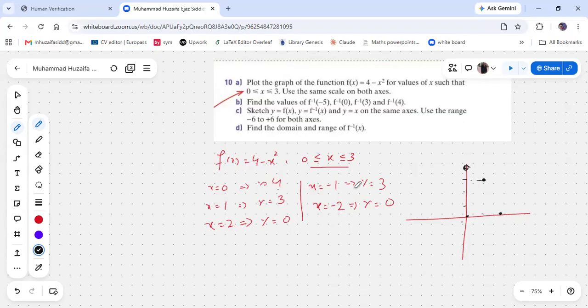Same for the negative side. Look at here, x is equal to minus 1. This is the minus 1, and y is equal to 3. So this is our point corresponding to here. And for the minus 2, our point is here. So if I draw the line, our function is like this.